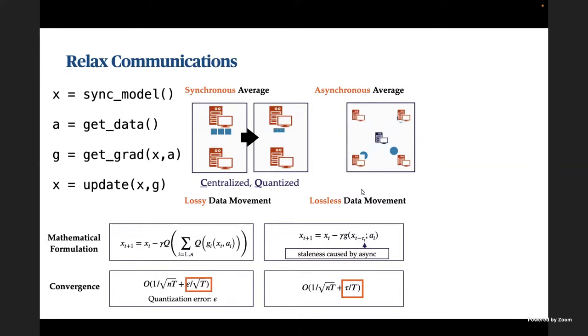Sorry about that. I think this is where I got cut off. I think so. Yep. Okay, great. Okay, perfect.